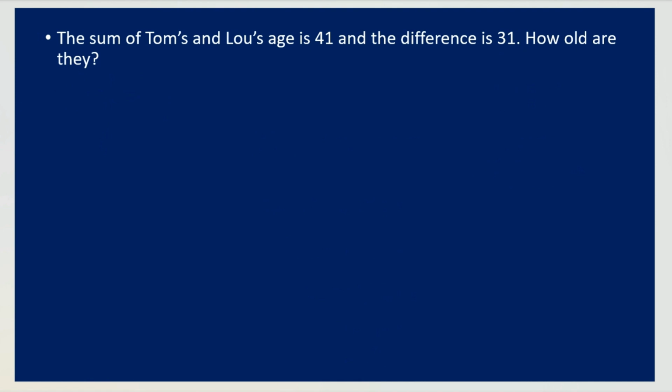Okay, the sum of Tom's and Lou's age is 41, and the difference is 31. How old are they? Okay, so here we'll just say Tom is T and Lou is L. So here it says the sum of Tom's and Lou's age is 41.